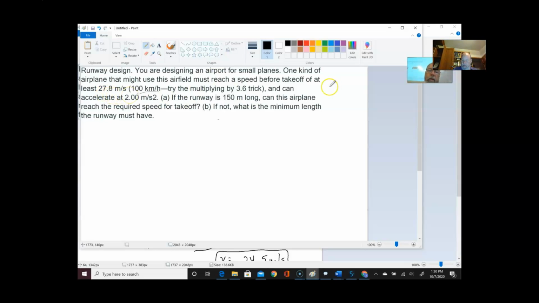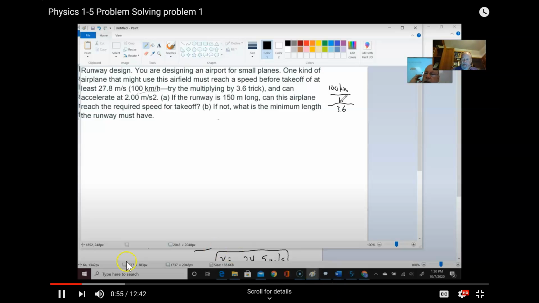Remember that we can turn kilometers per hour into meters per second by dividing by 3.6. If we do that, we get 27.8, and we've known that trick for most of the year. Okay, so anyway, if the runway is 150 meters long, can this airplane reach the required speed for takeoff?